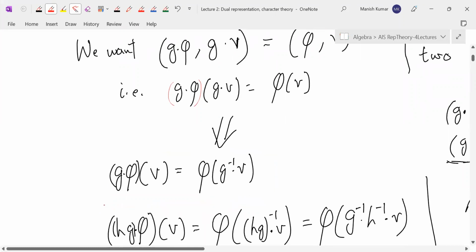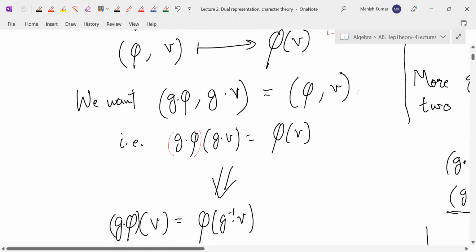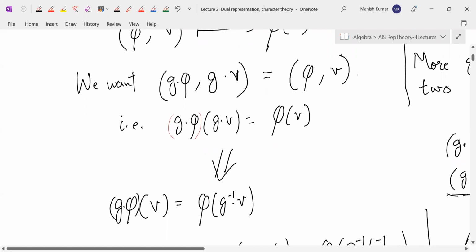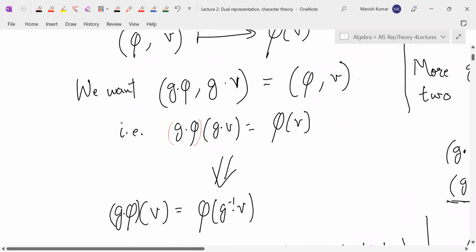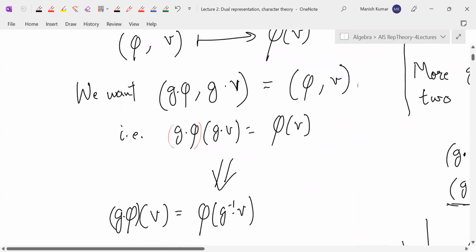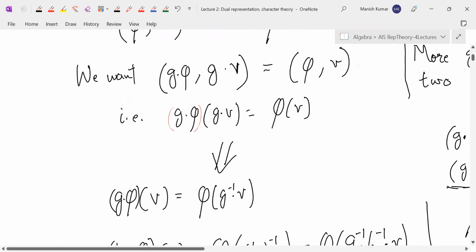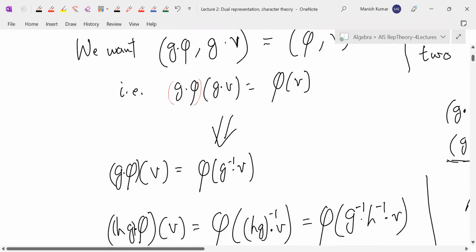So you can check that G phi is indeed a linear map, because if you take V1 plus V2, then G inverse dot V1 plus V2 is G inverse dot V1 plus G inverse dot V2, and then phi is linear. So this is additive, and similarly with scalar multiplication. So G phi is in V star again. So at least it's a right candidate. But we have to check that it is an action, so G acts on V star. We also have to check that this is linear, meaning the action is linear. Linearity is straightforward.